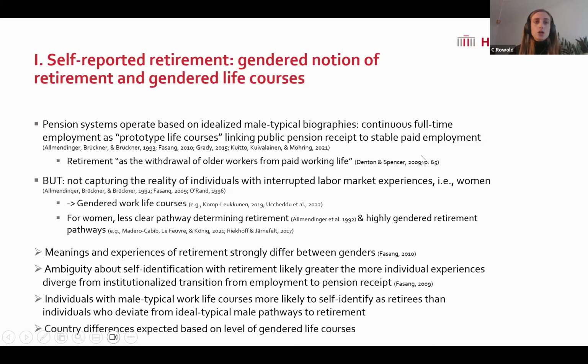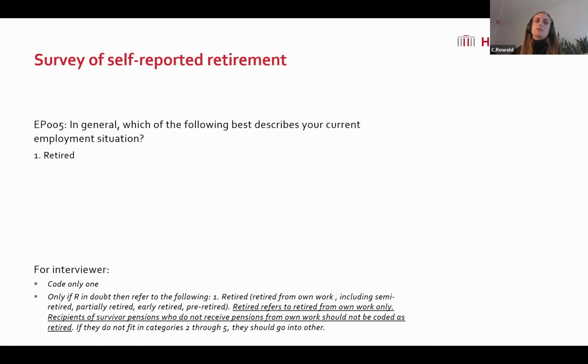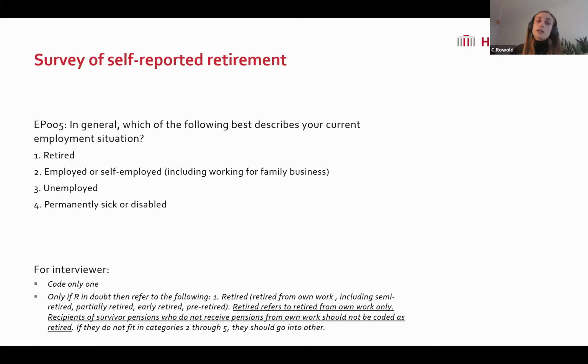All right, let's have a look at how self-reported retirement is being surveyed. Again, this is the question from SHARE based on the current employment situation, which has been used for this. I think it's almost identical for HRS, for example, so most of these other surveys on the elderly. The question is: which of the following best describes your current employment situation? Is it retired, employed or self-employed, unemployed, permanently sick or disabled, or homemaker?